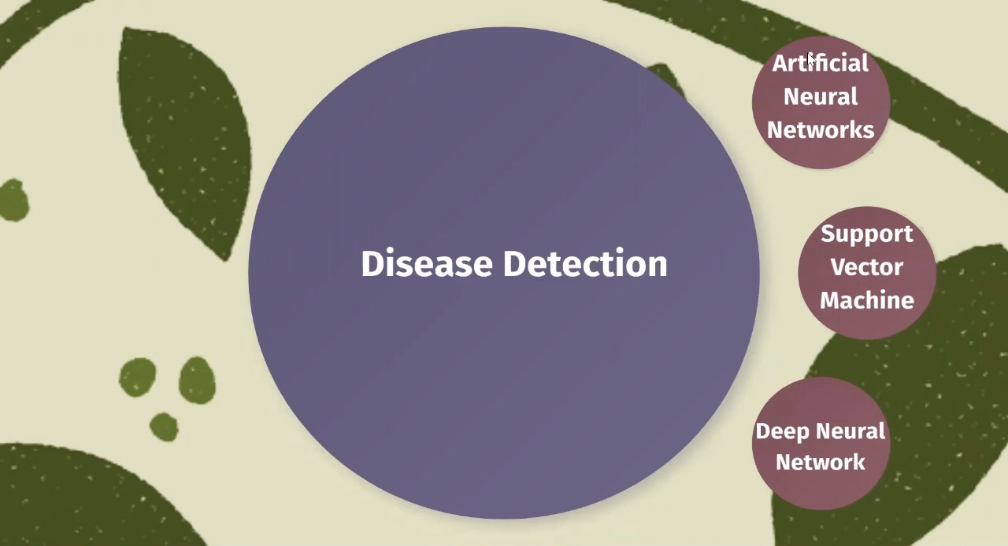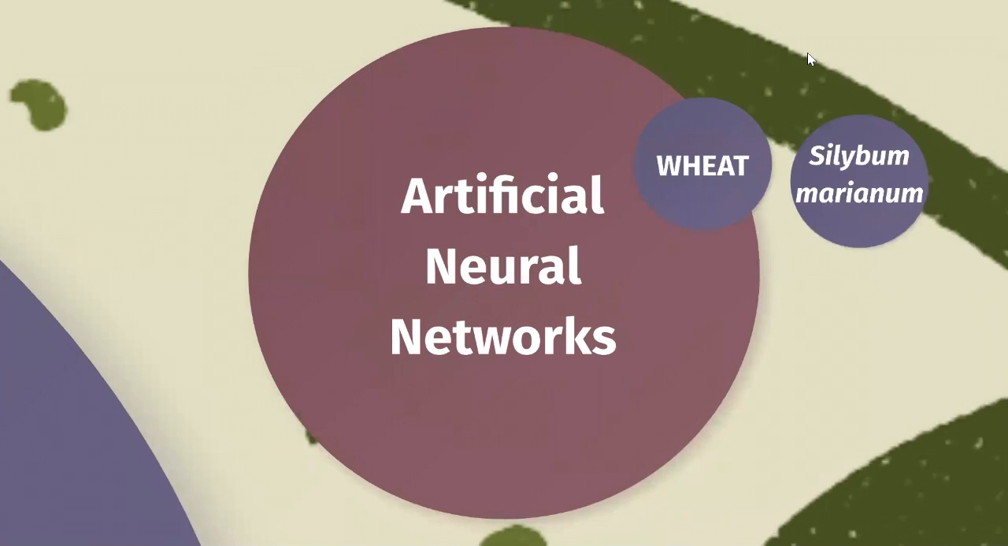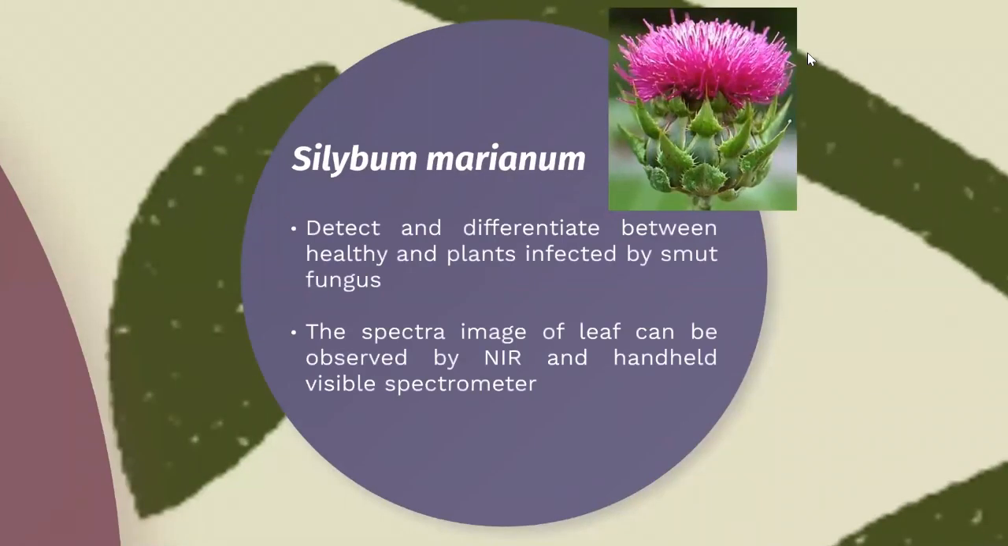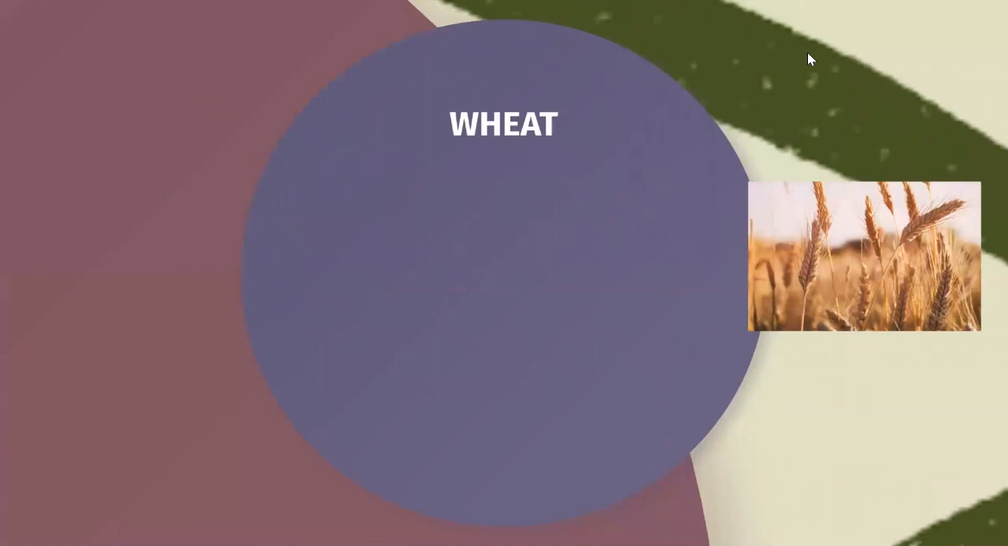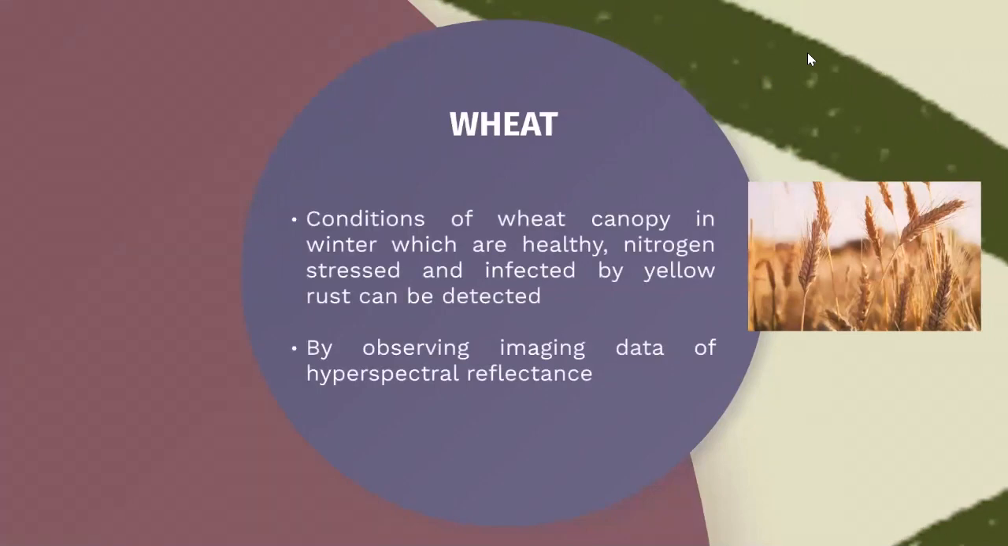Disease detection is one of the biggest concerns in agriculture. There are few models that can be used in disease detection. The first one is artificial neural network. By using this model, it can help in detecting and differentiating between healthy plants and plants infected by smut fungus. The spectral image of leaf can be observed by NIR and handheld visible spectrometer. Other than that, conditions of wheat canopy in winter which are healthy, nitrogen stress, and infected by yellow rust can be detected. This can be done by observing imaging data of hyperspectral surfactants.